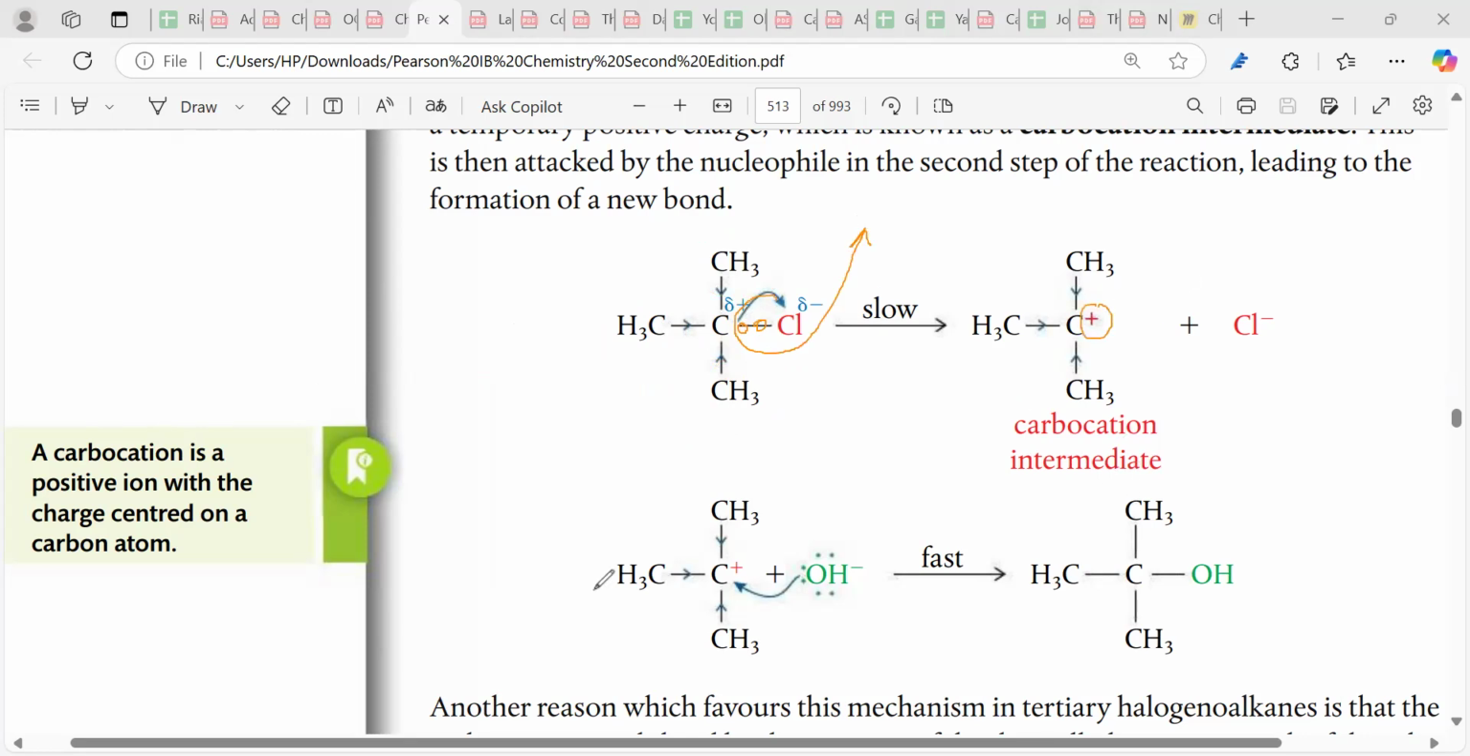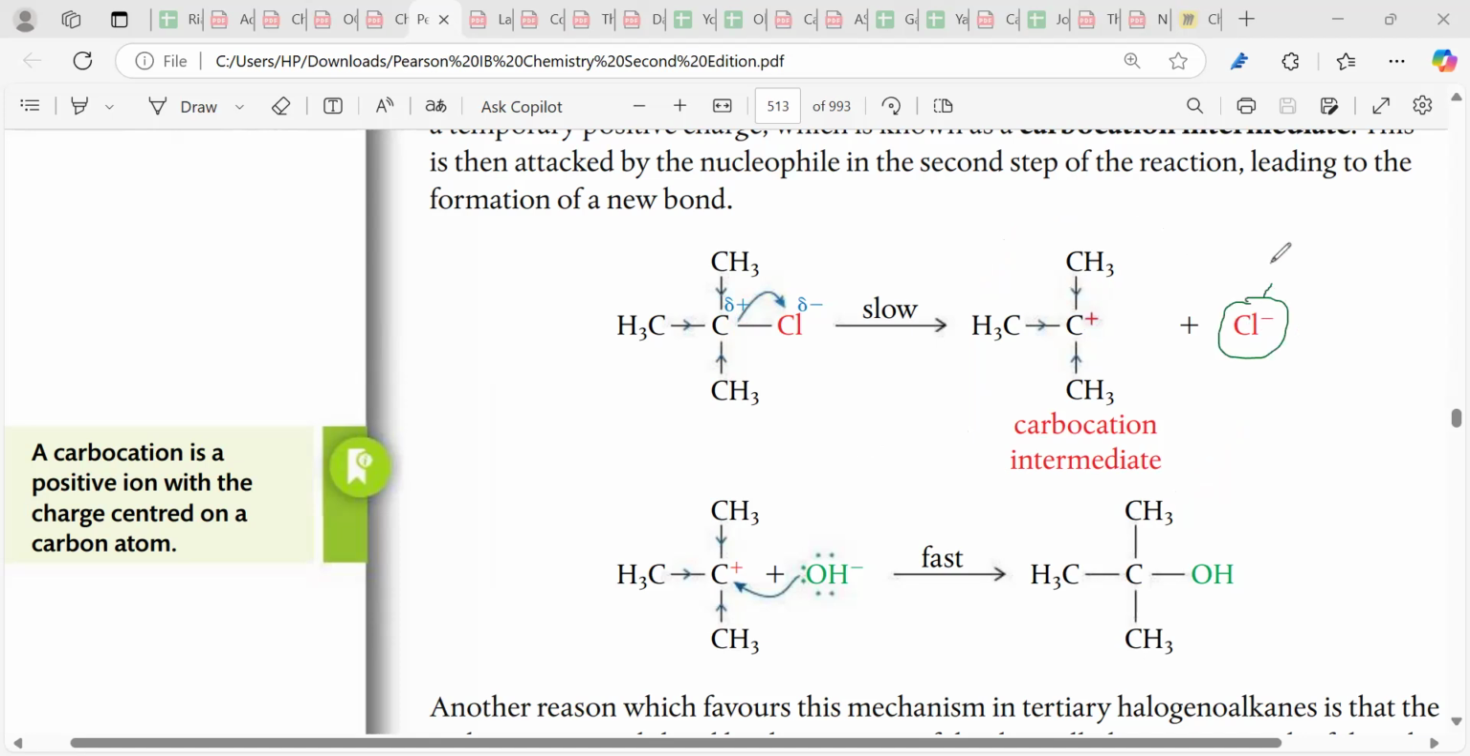In SN2, what do we get? We get a transition state. Practice this, I'm telling you. Practice this by hand, the transition state. But here we're getting a carbocation. Is it clear? Carbocation. Fine. What does this carbocation do? This carbocation has to be stabilized, isn't it? The positive charge, the carbocation, is very unstable. If it is not stabilized, what happens?